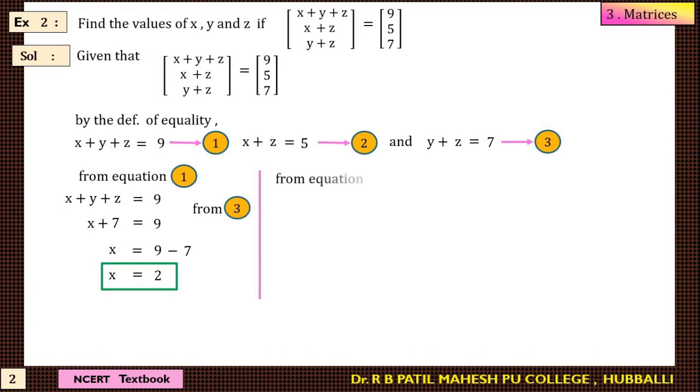Now you take equation 2. Equation 2 is x plus z equal to 5. Here we have the value of x, so make use of it in this equation and you will get the value of z very easily. See here, x is taken as 2, so 2 plus z is equal to 5. Transfer to the right side, you will get z equal to 5 minus 2. So z becomes 3.